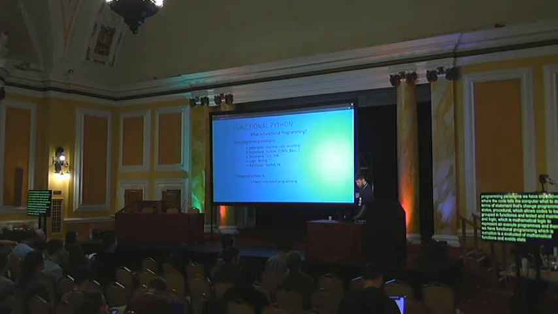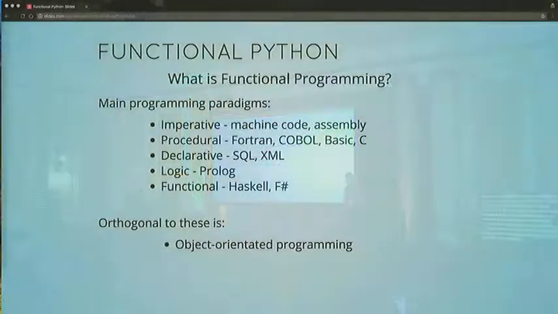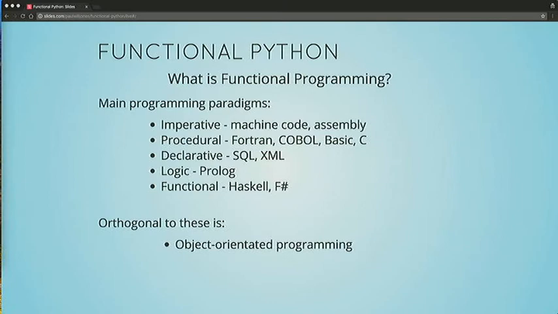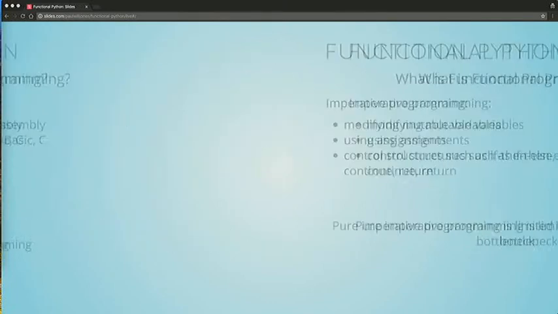Martin Odersky, who wrote Scala, deems object-oriented programming to be orthogonal to all these, obviously being the idea of grouping code and data into data structures. But we'll revisit this right at the end and put it all in perspective in terms of how FP and object-oriented programming can coexist.